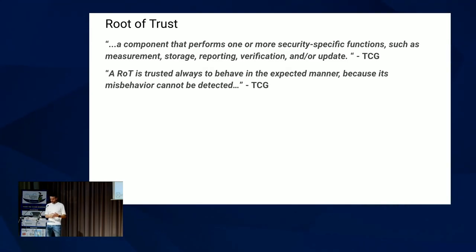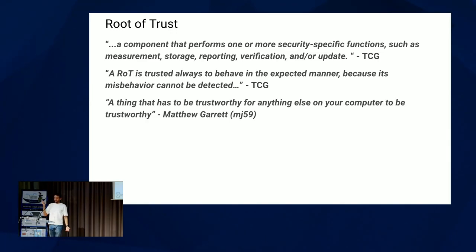They have another part of the definition. They tell you that a root of trust is trusted because you cannot... It's trusted always to behave exactly how you expect it to behave. It's also very confusing, at least to me. So it tells you what it's not supposed to be doing. It doesn't tell you much.